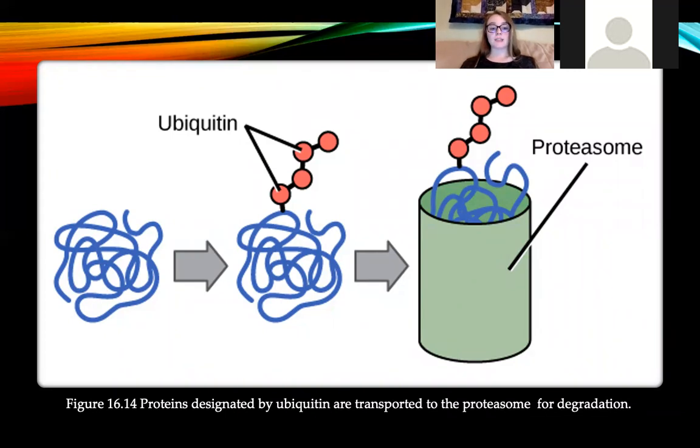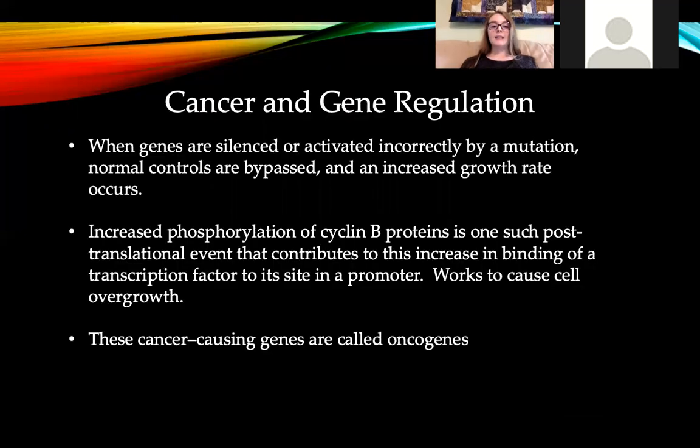And proteins designated by ubiquitin are transported to the proteasome for degradation. Okay, cancer and gene regulation. When genes are silenced or activated incorrectly by a mutation, normal controls are bypassed and an increased growth rate occurs.